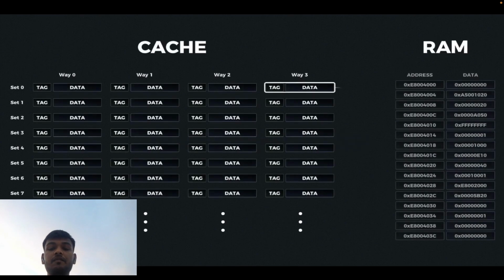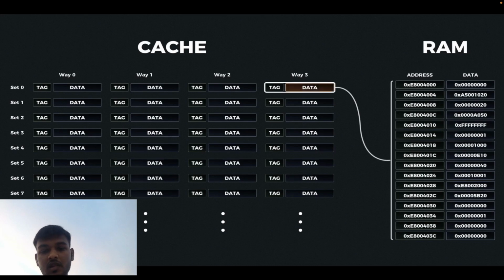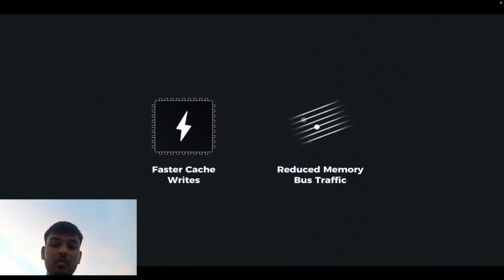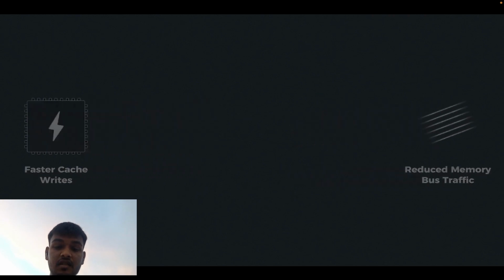In the write-back policy, when data is modified, it is initially written only to the cache. The main memory is updated later, typically when the data is evicted from the cache or during a specific event like a cache flush. With this approach, multiple changes to a cache line are combined into a single write to main memory, reducing the number of memory writes needed. The primary benefits of this policy are faster cache write operations and reduced traffic on the main memory bus.